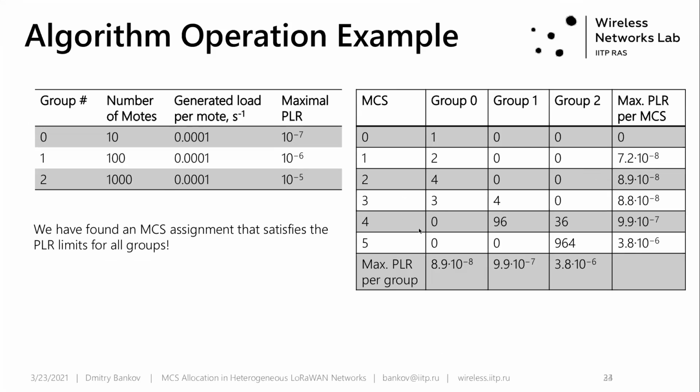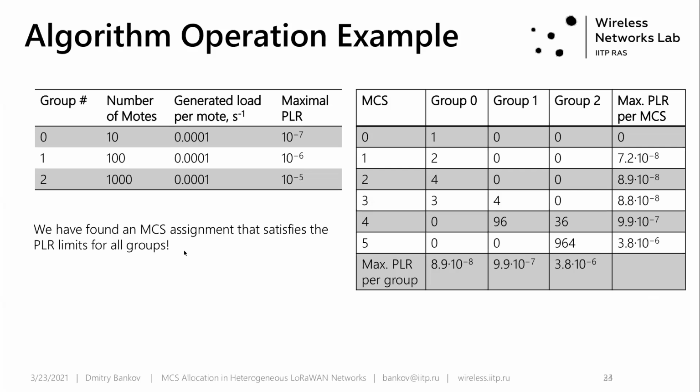And for MCS4, we don't have any modes from group 0, but we have modes from group 1. And here, the maximal PLR is less than 10 to the power of minus 6. So we also satisfy the PLR requirement for this group. And for MCS5, we have PLR less than 10 to the power of minus 5. So we also satisfy the PLR requirement for this group too. And as you can see, we satisfy the PLR requirements for all groups.